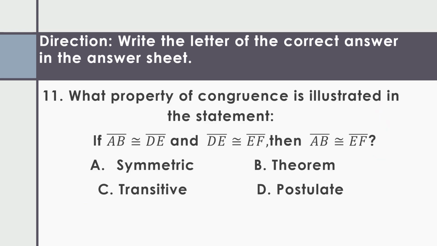Okay, let's have now number 11. What property of congruence is illustrated in the statement? AB is congruent to DE, and DE is congruent to EF, and then AB is congruent to EF. It's the transitive property.